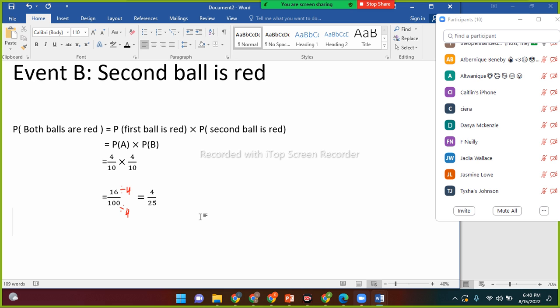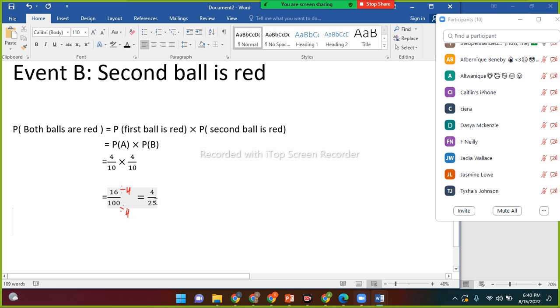Any questions on that? So quick review. The probability that both balls are red is equal to the probability that the first ball is red multiplied by the probability that the second ball is red. The probability of A times the probability of B is 4 over 10 times 4 over 10, which equals 16 over 100, which equals 4 over 25.